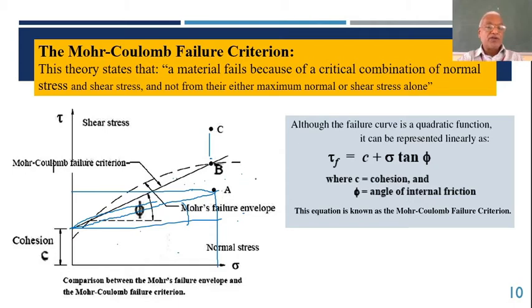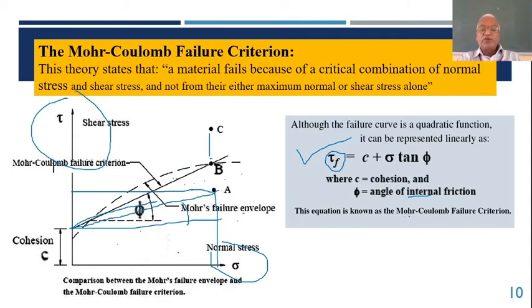Now this is actually a quadratic line, but it is approximated as a straight line like that. And the equation of this straight line is y equal to mx plus c. X is this, c is intercept, m is slope, which is tan phi. So that's why you get this equation. Although the failure curve is a quadratic function, the dotted line can be represented linearly as tau f, the shear strength, is equal to C plus sigma tan phi. C is intercept on y-axis, which is cohesion, and tan phi is a slope, phi is angle of internal friction, and C is nothing but cohesion of the soil.